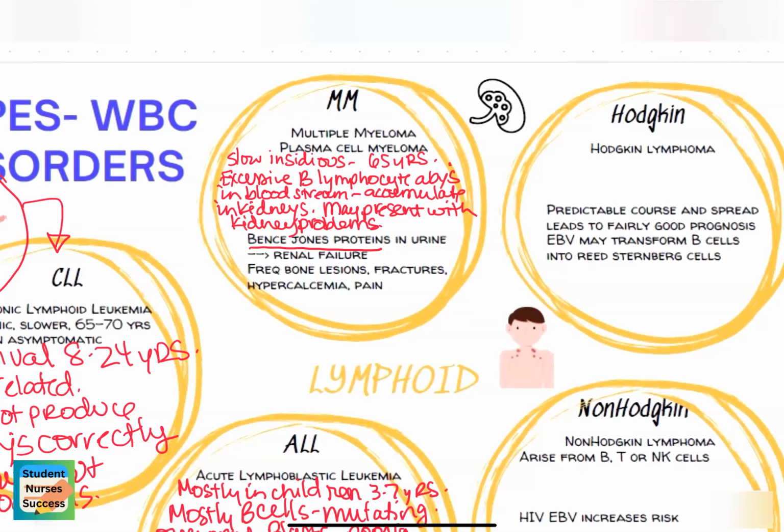Now, we also see that these B lymphocyte antibodies also can collect in the liver and damage the liver and even the lymph nodes. Some of the things that we see that are unique to multiple myeloma, besides the Bence-Jones proteins, is this frequent bone lesions, bone pain, and fractures. And so patients really experience a lot of bone pain with multiple myeloma. Now, up here, I drew a little kidney. And so that's to kind of help you remember those Bence-Jones proteins in the kidneys.